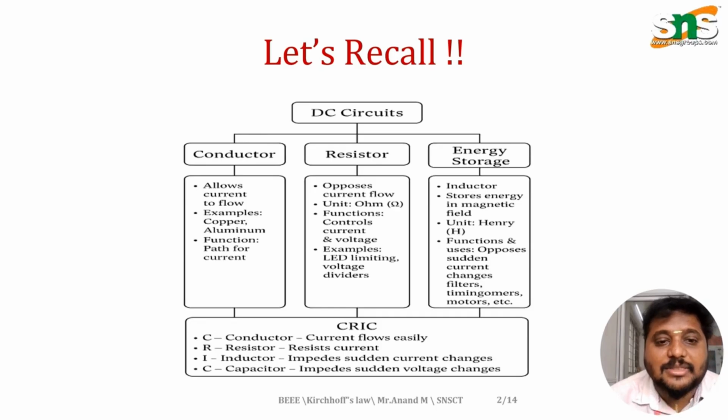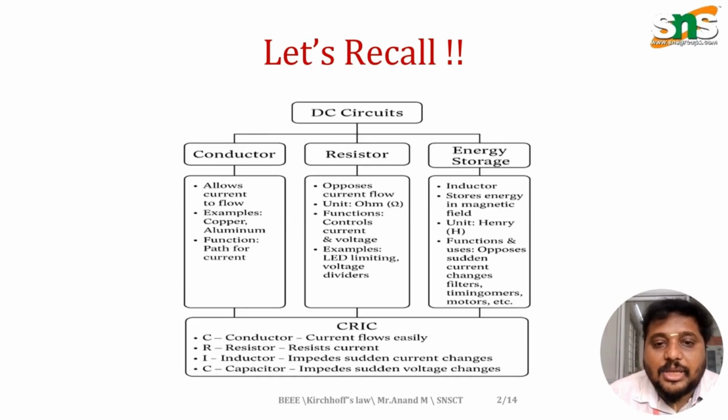Then coming to the resistance, what is a resistor? A resistor is a device which opposes the current flow of electrons in a circuit. It opposes the current flow. The unit of resistor is ohms. Its function is to control current and voltage in a circuit. Based on the resistance value, the flow of current will be opposed. Examples are LED lighting and voltage dividers.